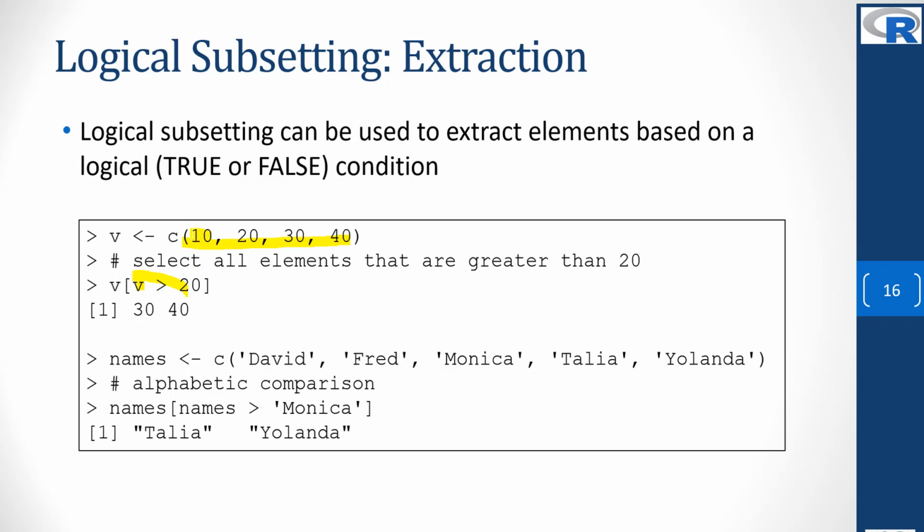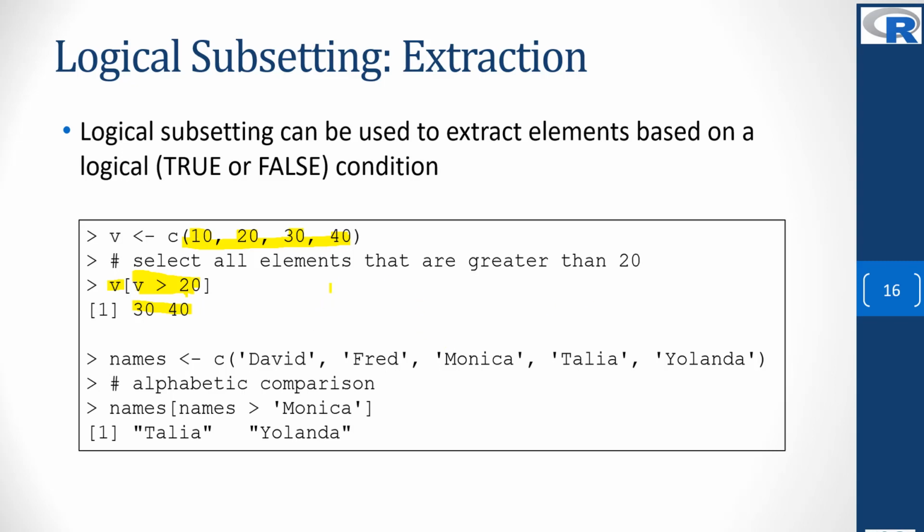So first element and second element, both of those are going to return false for this relational comparison, whereas 30 and 40 are both going to return true. And so putting the v greater than 20 expression inside the extraction notation for the vector v results in those last two numeric values being extracted from the vector.